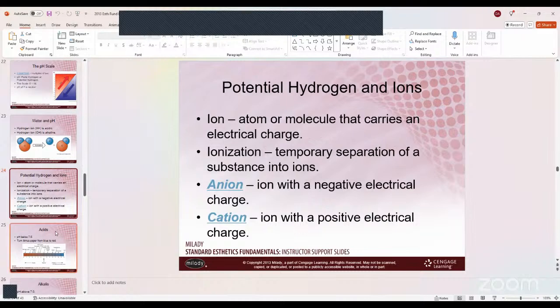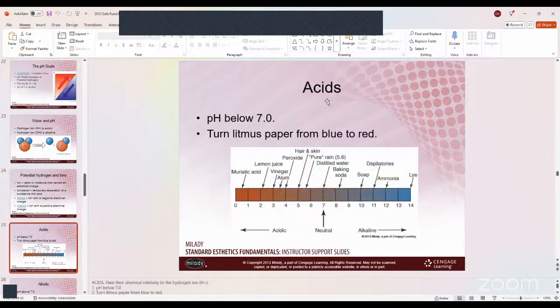Let's look at the next slide and we look at acids. Yes, the pH below 7. So acids it comes below 7.0. It turns litmus papers from blue to red.